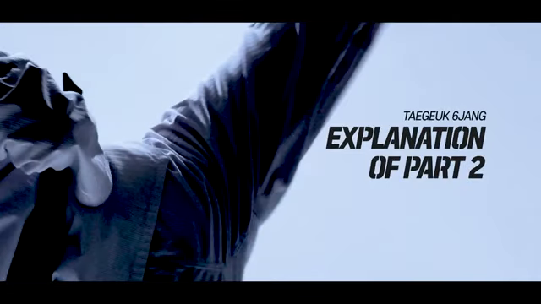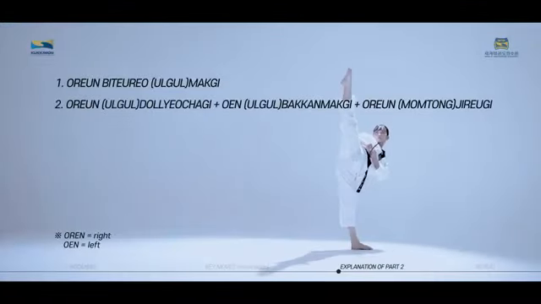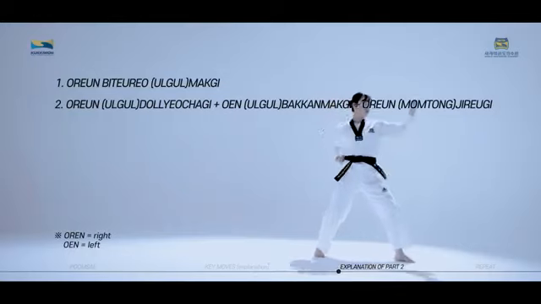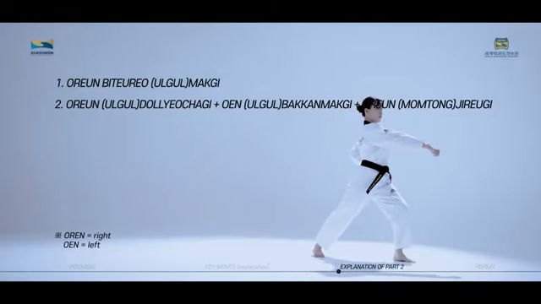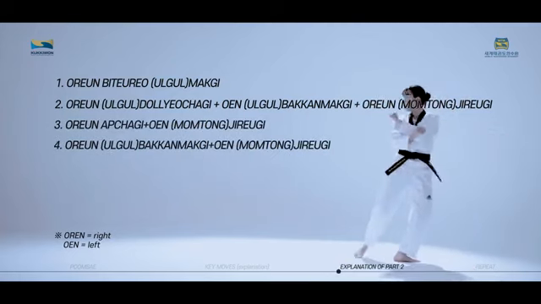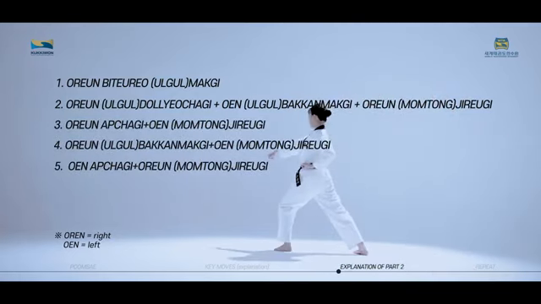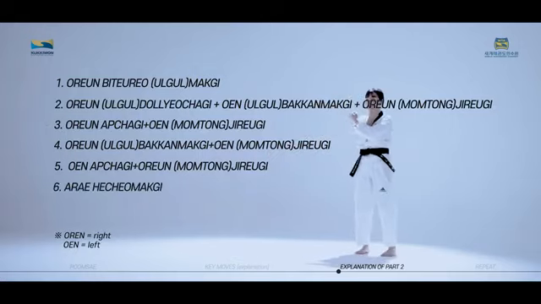The key moves of Tegagyukchang, second part, consist of 오른 비트로막기, 오른 도려차기, and 왼 바깥막기, and 오른 지르기, 오른 앞차기, and 왼 지르기, 오른 바깥막기, and 왼 지르기, 왼 앞차기, and 오른 지르기, and 아래 헤쳐막기.